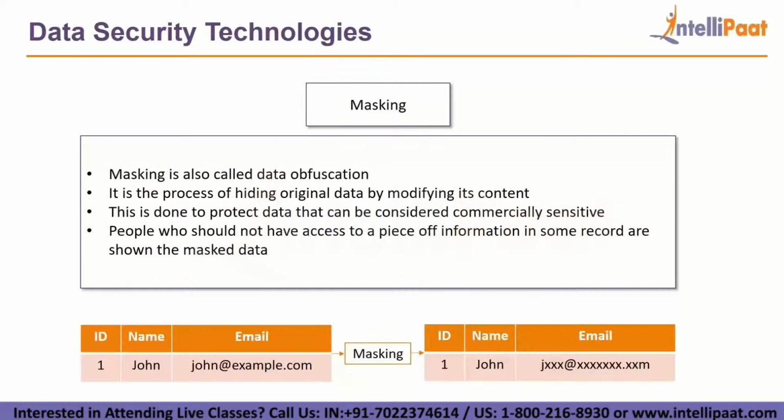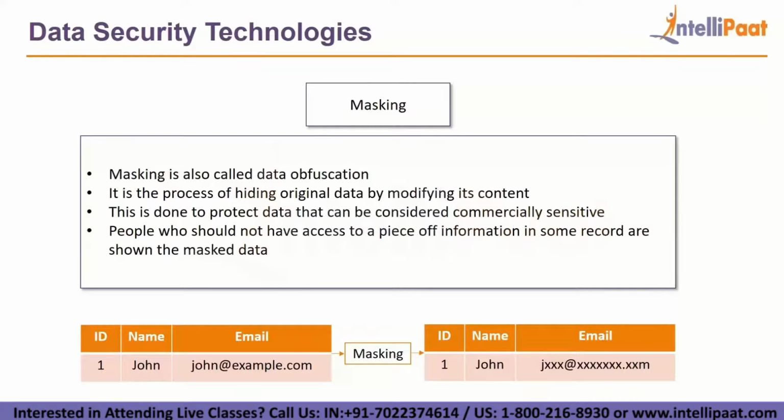Then comes masking. Masking is a very prominent technique. It's used by many online service providers. It is also called data obfuscation. As the name suggests, we essentially just hide some pieces of data that we want to be confidential. It is the process of hiding original data by modifying its content.